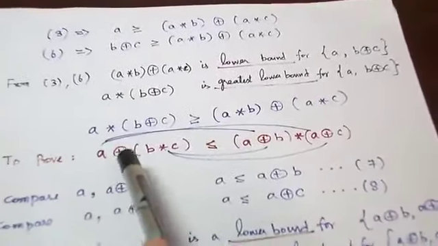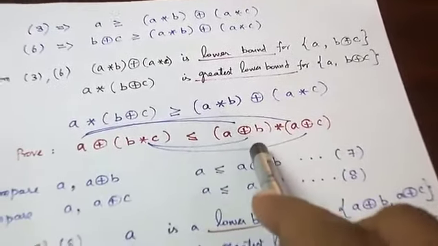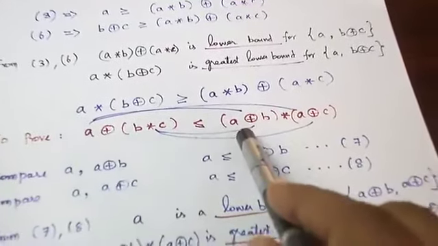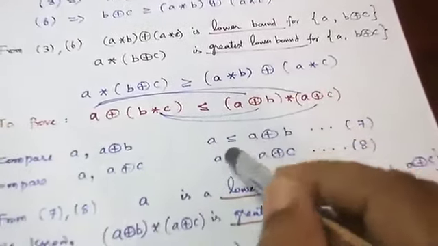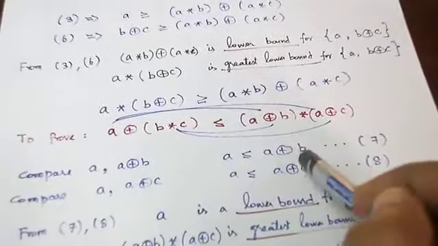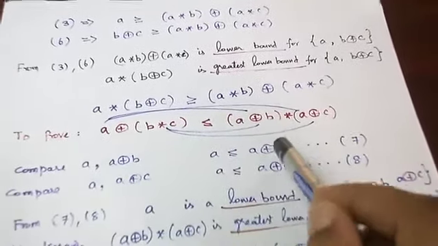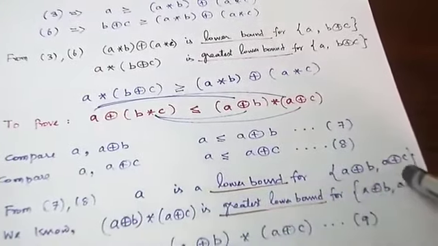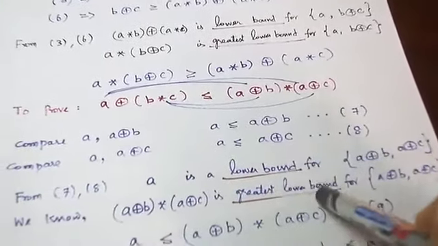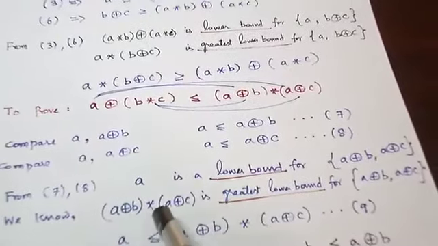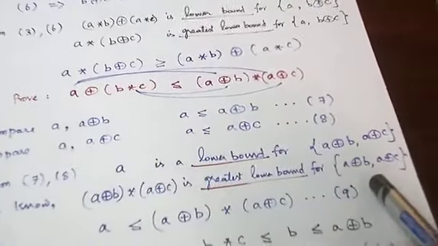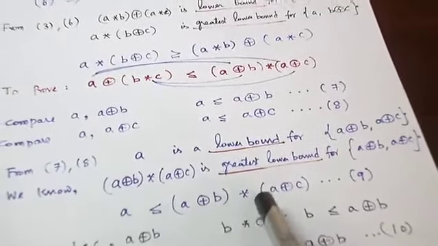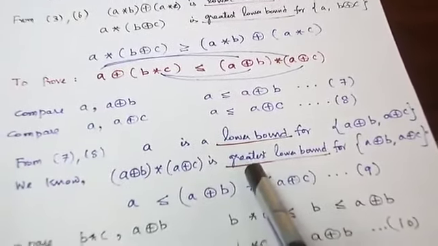Similarly, we are asked to prove A + (B * C) is less than or equal to (A + B) * (A + C). So compare A and A + B, A and A + C, similar proof. So A is less than or equal to A + B, A is less than or equal to A + C. So A is a lower bound for A + B, A + C, and the standard lower bound is the greatest lower bound (A + B) * (A + C) for the same two elements. If we compare these two, A is less than or equal to (A + B) * (A + C), since this is the greater element.